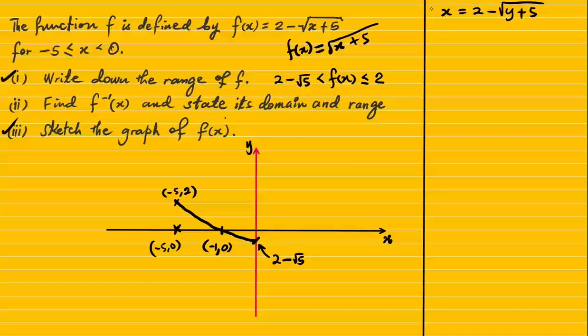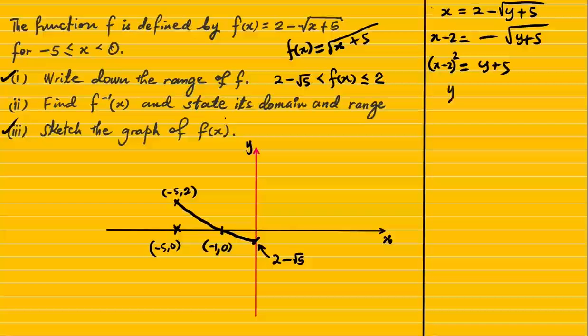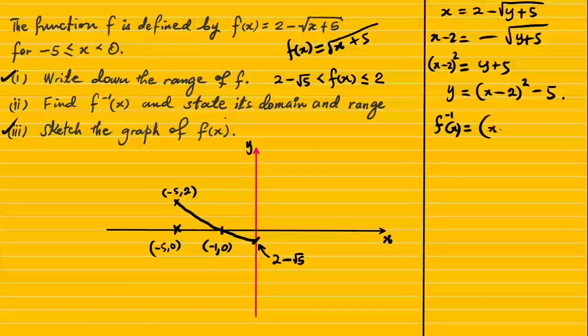And what I want to do now is to make y the subject of the formula. So x minus 2 will be equal to minus root of y plus 5. If I square both sides, I have (x minus 2) all squared equals y plus 5. So I will see that my y will be (x minus 2) all squared minus 5. So we can write that as our f inverse of x equals (x minus 2) all squared minus 5.